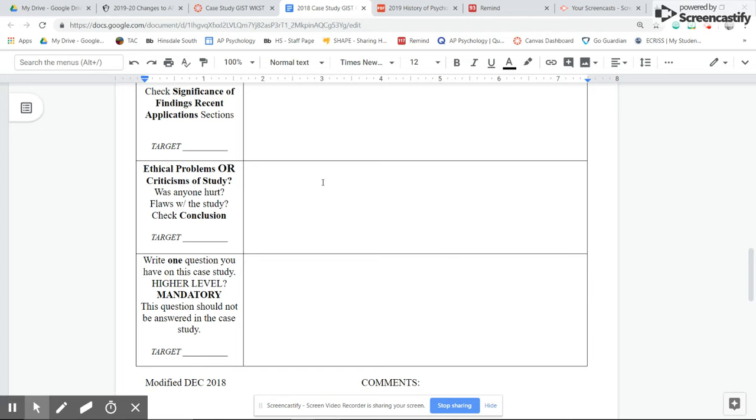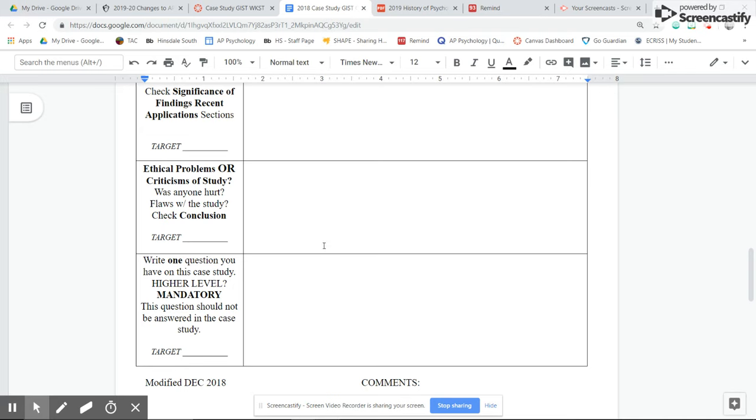Criticisms. You're looking for things like sample size. Did they only use men when they should have used men and women? Were there only 10 people in the study? Did they fail to study something? Again, a lot of times there is a criticism section, but you also can infer this and ask your own questions about criticisms. We will be talking about criticisms and ethical standards in our second unit on stats and research methods, and so you will be able to find more specific criticisms and ethical problems.